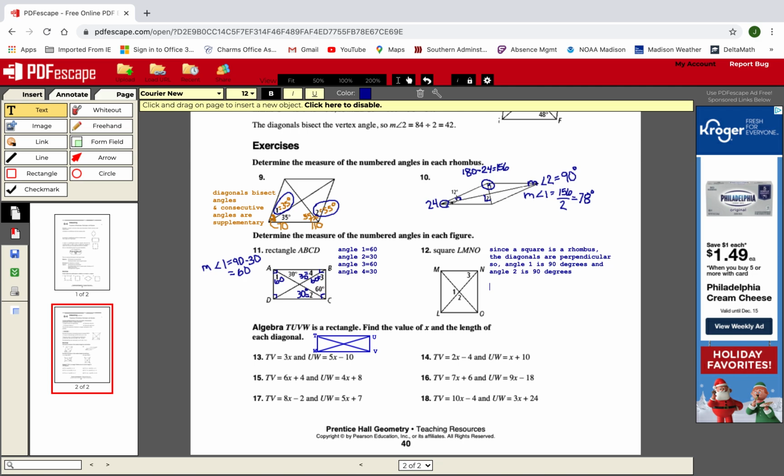Okay? Now angle 3 is a bisected right angle. Let's type that out. Angle 3 is a bisected right angle.